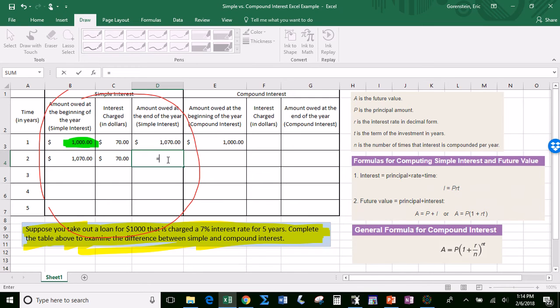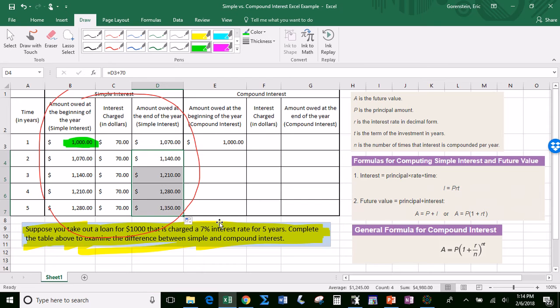At the end of the year, we started off owing 1,070, we owe another 70, so that should equal 1,140. I'll let Excel complete the calculations for me. At the end of year five, you were charged the same $70 five times: $70 for year one, $70 for year two, year three, and so on.